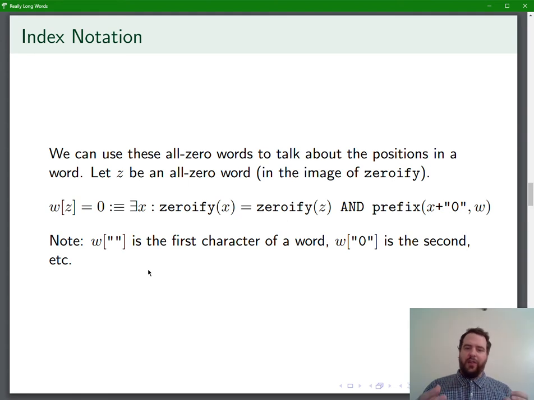So we can talk about the characters at various positions of words, and this includes infinite words, right? If we have an infinite word, we can talk about the character at an infinite position by using a word that's all zeros of that particular length to kind of get at that position in that word. And of course, we can talk about the character at a particular position being equal to 1. It's the same thing.